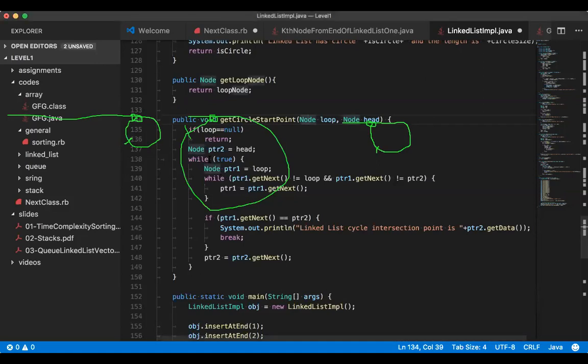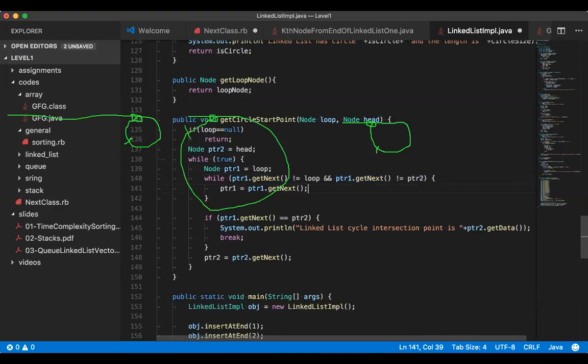Yes. So this is pointer one, starting at the loop. You're increasing it one by one. You want to rotate it one complete circle, and while doing this, if it doesn't meet the head pointer, then I will move the meeting pointer to the next one. Okay, got it. So what will be the time complexity?